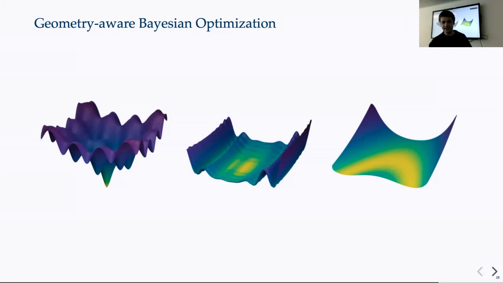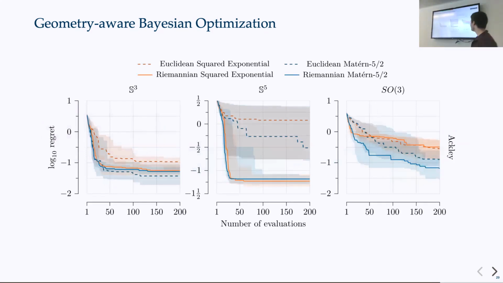And we're going to do Bayesian optimization. So for the Ackley function and 3 different manifolds, the 3-dimensional sphere, 5-dimensional sphere, and the special orthogonal group, which you should think of as a space of rotations, roughly, it's the results we get. In this setting, you can see that for the 3-dimensional sphere, Euclidean versus Riemannian, quite similar performance, and a lot of variability.